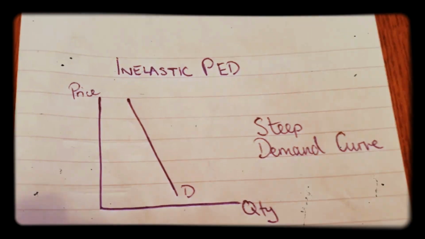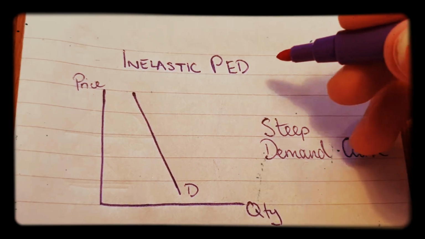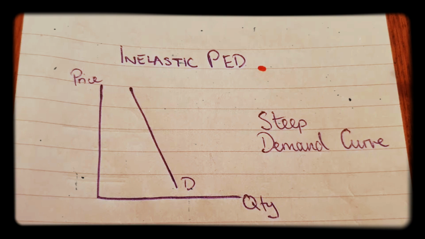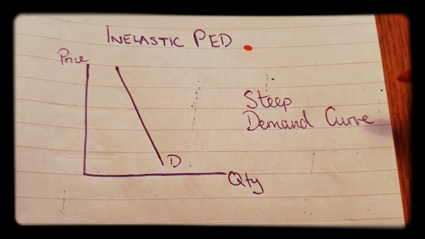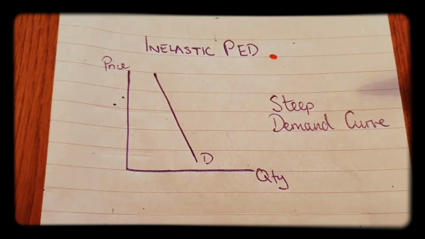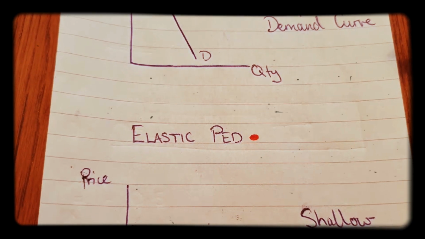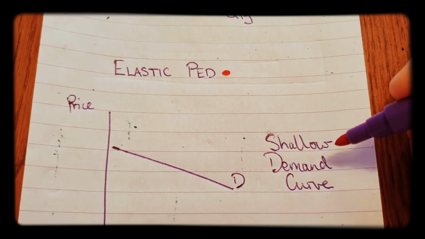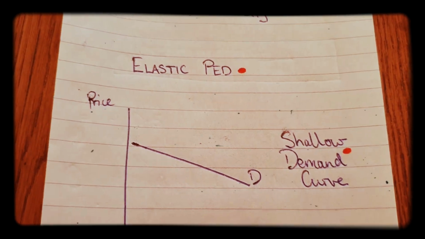How does this affect the demand curve? Well, in an inelastic PED, so PED between 0 and 1, it will result in the demand curve looking steep, like this. And in the case of elastic PED, so the PED being above 1, it will result in a shallow demand curve, so a lot flatter.